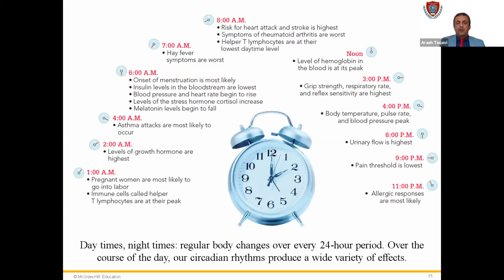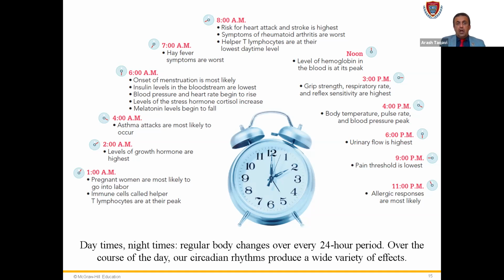At 2 a.m., levels of growth hormones are highest. Because of that, we say to adolescents that night sleep is very important for your growth. Why? Because the growth hormones are at the peak at 2 a.m. At 4 a.m., asthma attacks are most likely to occur in people with asthma problems.